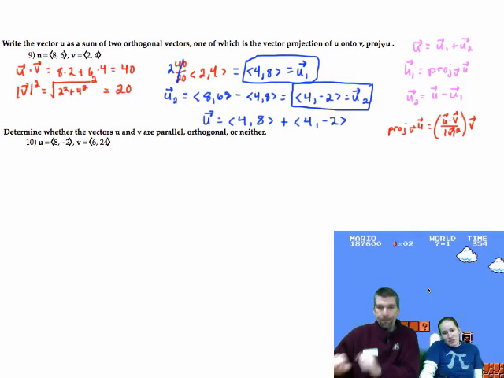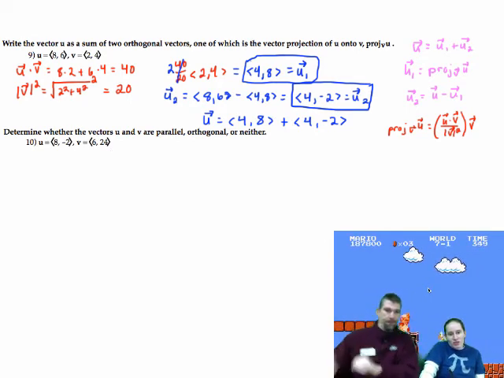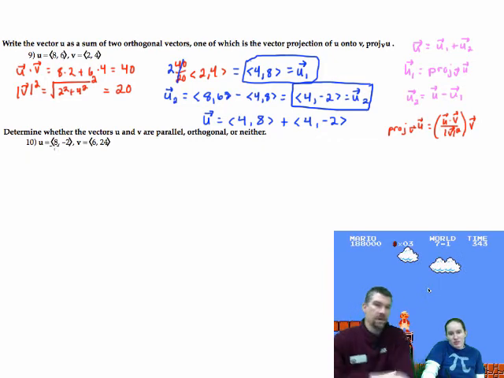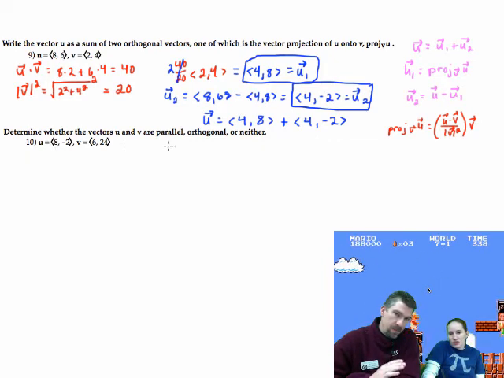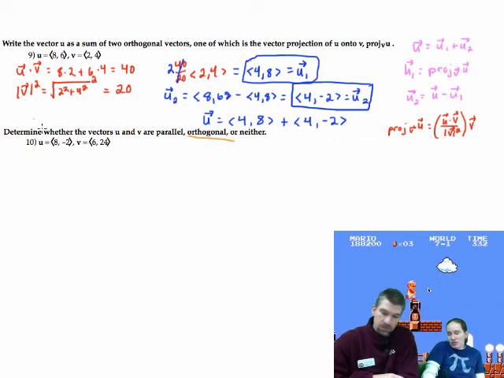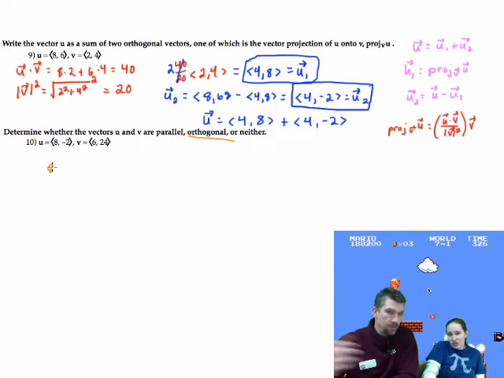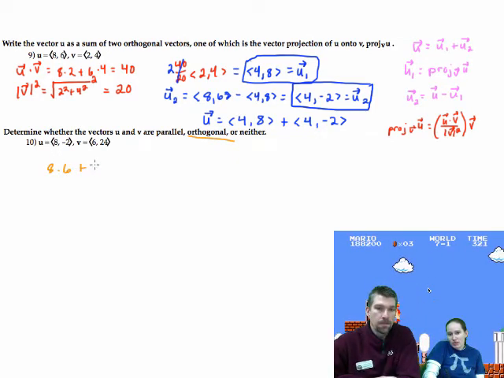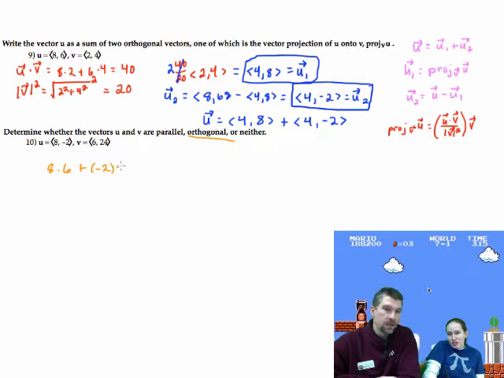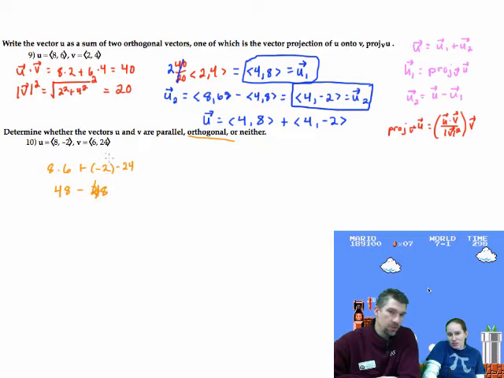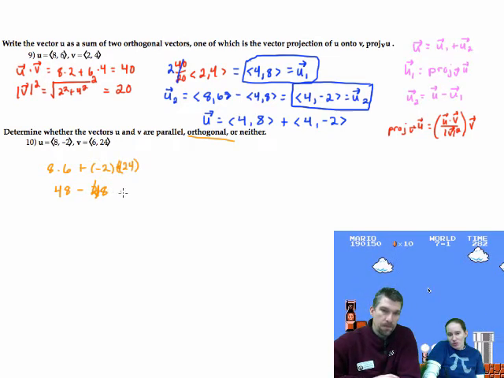All right, number 10. Determine if they are parallel, orthogonal, or neither. Orthogonal means that their dot product is 0. Let's try that. 8 times 6, first times first plus second times second. Actually 48 minus 48, that's a multiplication, sorry. So 48 minus 48 is 0. It's orthogonal, and then you can stop.